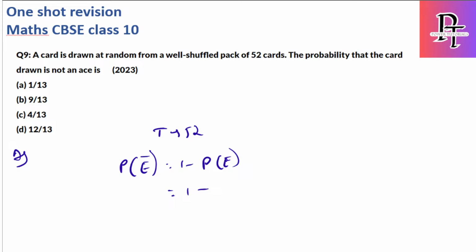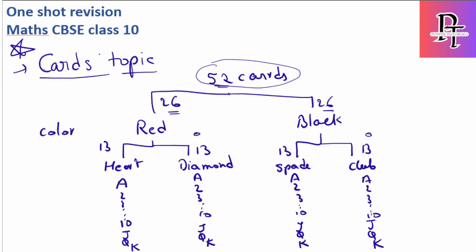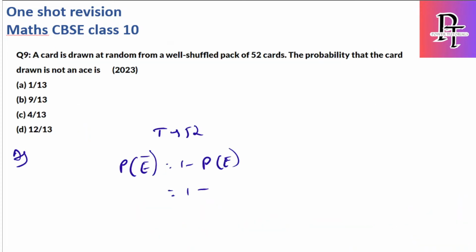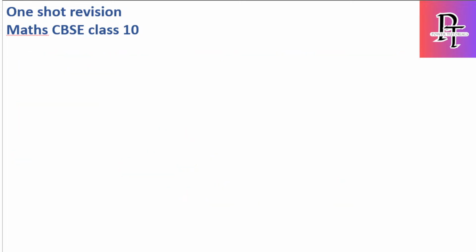So how many S's are present? If you remember, S's we have total 4. This is 1, 2, 3 and 4. So the winning chances are 4. So it is 1 minus 4 by total 52. So it is 48 by 52. So 4 1s are 4, 4 2s are 8. So 12 by 13. D is the answer. Okay, let's go to the next question.